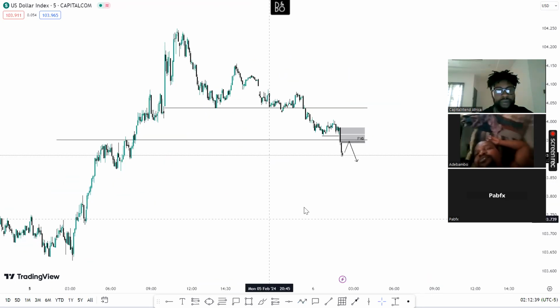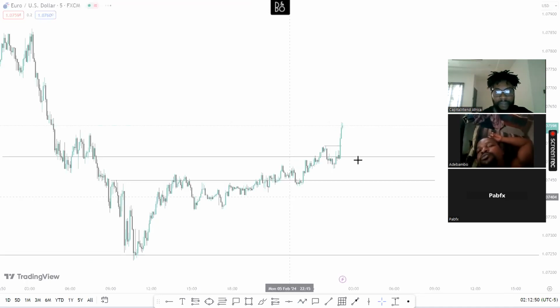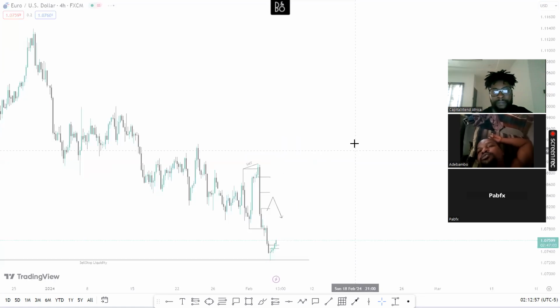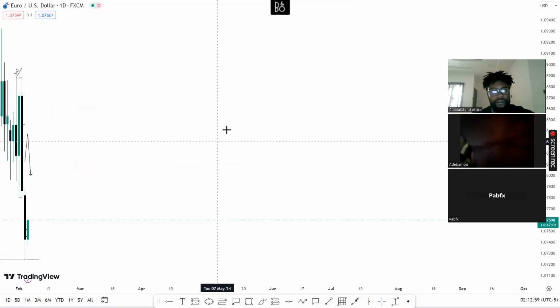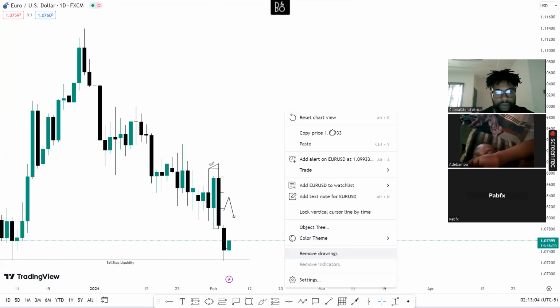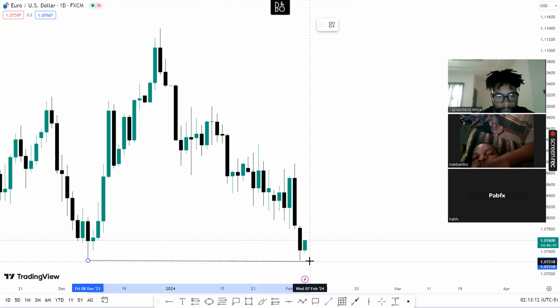Now looking at Euro USD, starting from the 4 hours. Okay, let's start from the daily on Euro USD. So we'll clear all drawings. Euro USD is giving us an equal low vibes here.